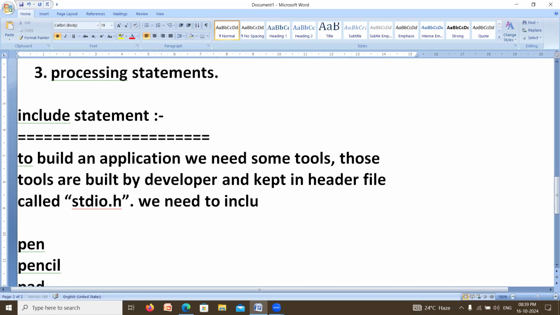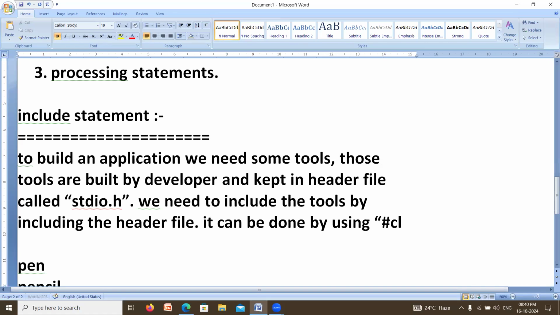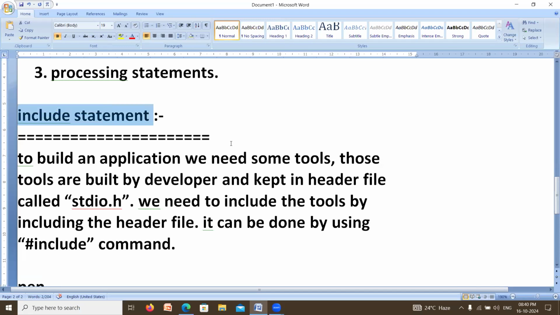We need to include the tools by including the header file. We need to include the header file. It can be done by using which command? Hash include command. So it is called processing statements.